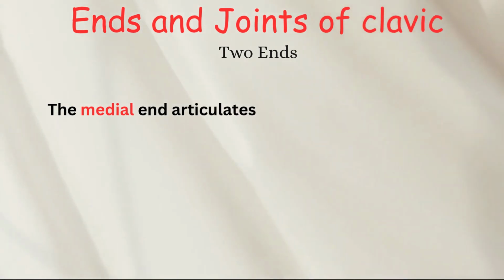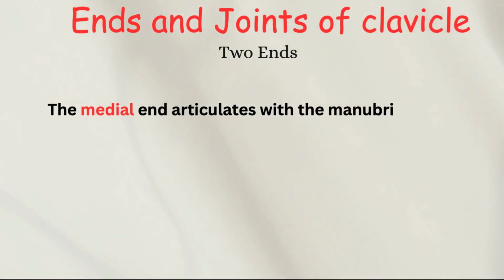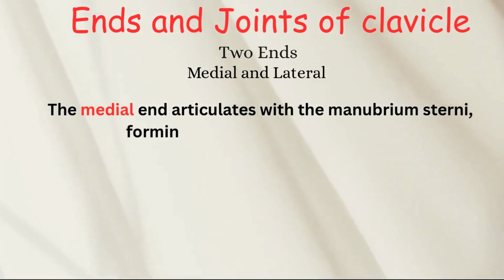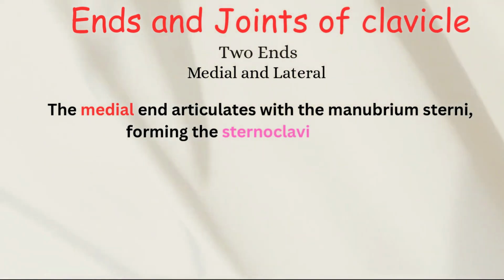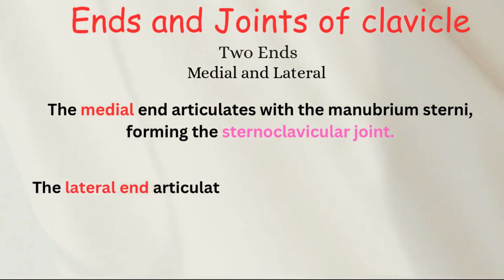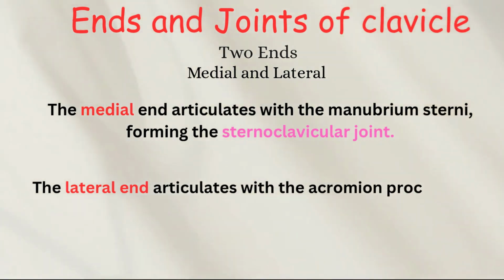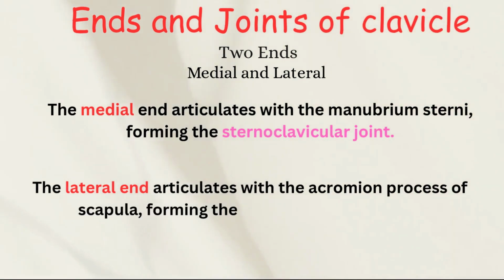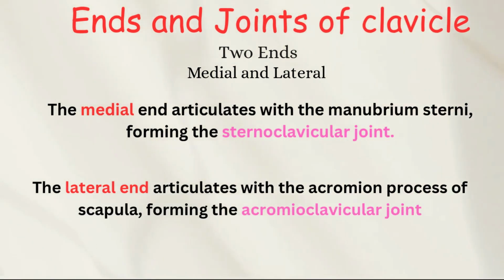Ends and joints of the clavicle. The clavicle has two ends, medial and lateral. The medial end articulates with the manubrium sterni, forming the sternoclavicular joint. This is the only bony connection between the upper limb and the axial skeleton. The lateral end articulates with the acromion process of scapula, forming the acromioclavicular joint.